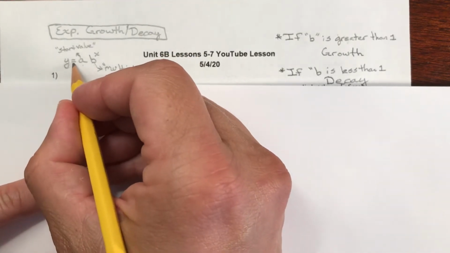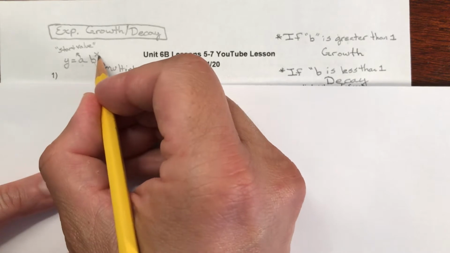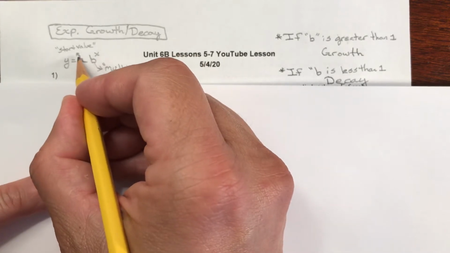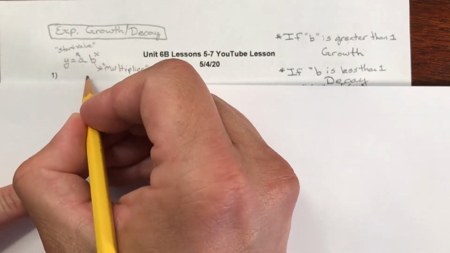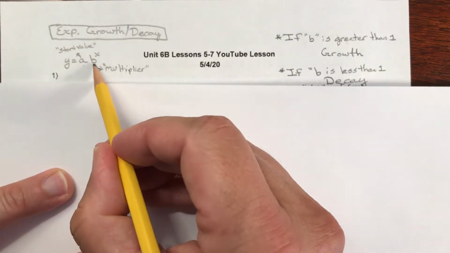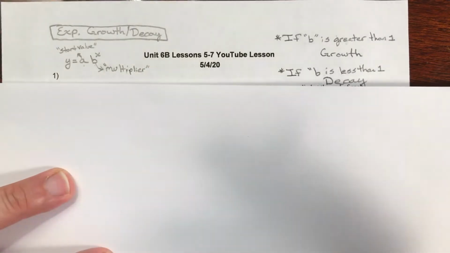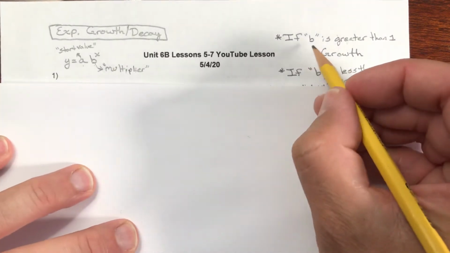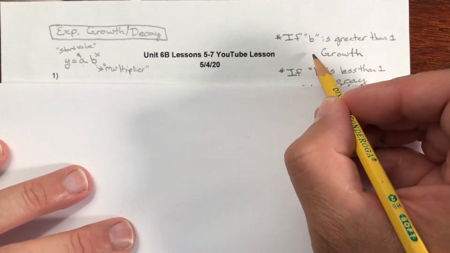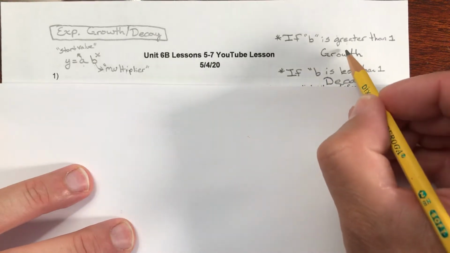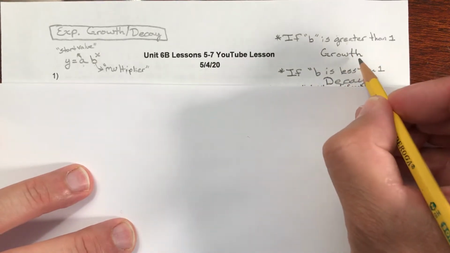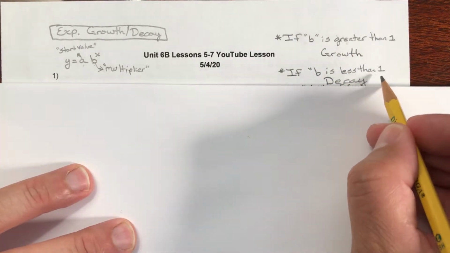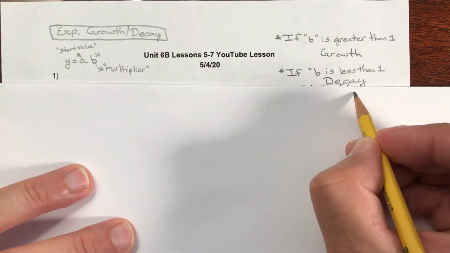We're using y equals ab to the x, where a stands for our start value, which is the y-intercept, and b stands for the multiplier, how we're multiplying or changing those numbers. And over here we have a discussion about what the b value does. If the b value is greater than 1, then you have growth. If the b value is less than 1, then you are going to have decay.